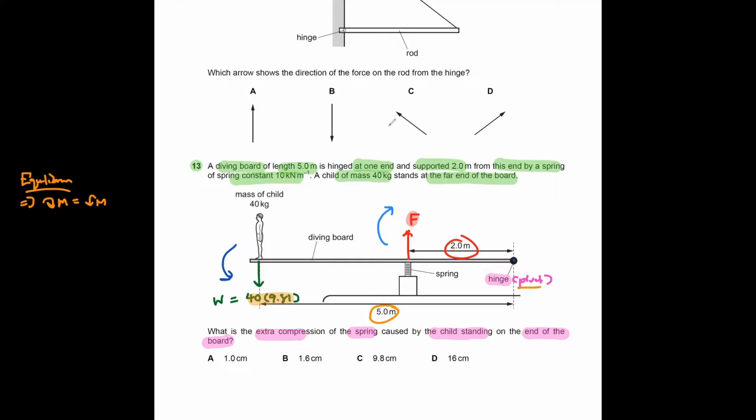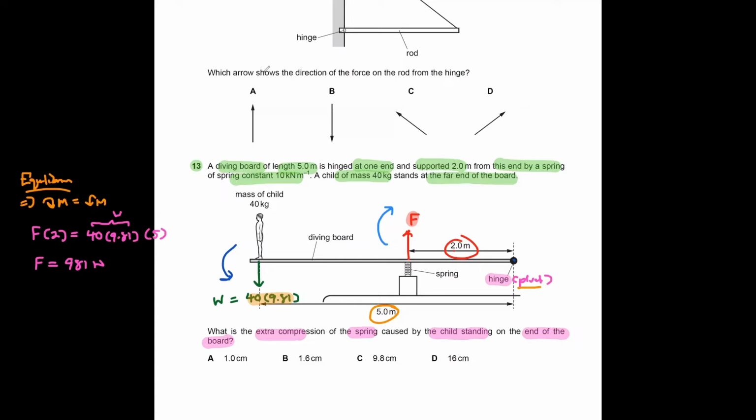Now that you've found all the forces, clockwise moment equals anti-clockwise moment, so you will get F times 2 equals 40 times 9.81, because this is your weight, then multiplied by your perpendicular distance, which is 5. So your F would actually be 981 Newton.